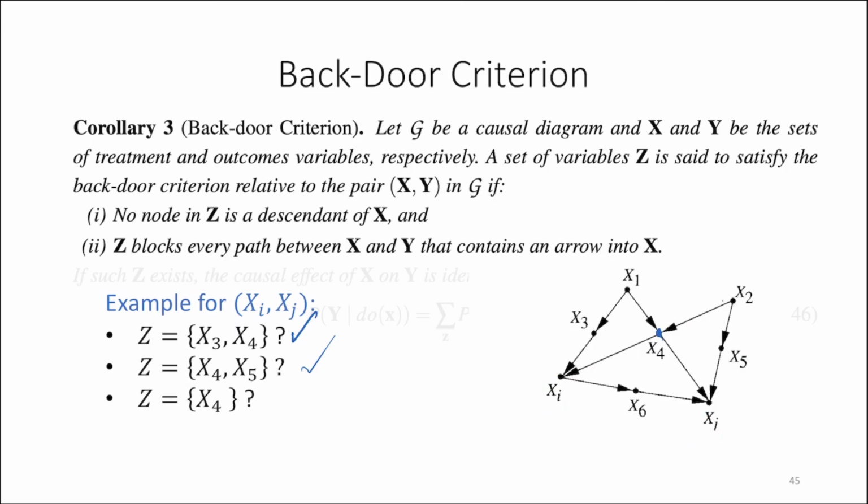What about X4? For X4, I cannot go from this path because this is blocked. But what about this? I can pass through this because of the V structure. I can pass through this, and I can go here. So this does not satisfy the backdoor criteria. That means that if X4 is the only variable you observe, it doesn't satisfy the backdoor criteria, and you cannot perform that do operation just from observational data.